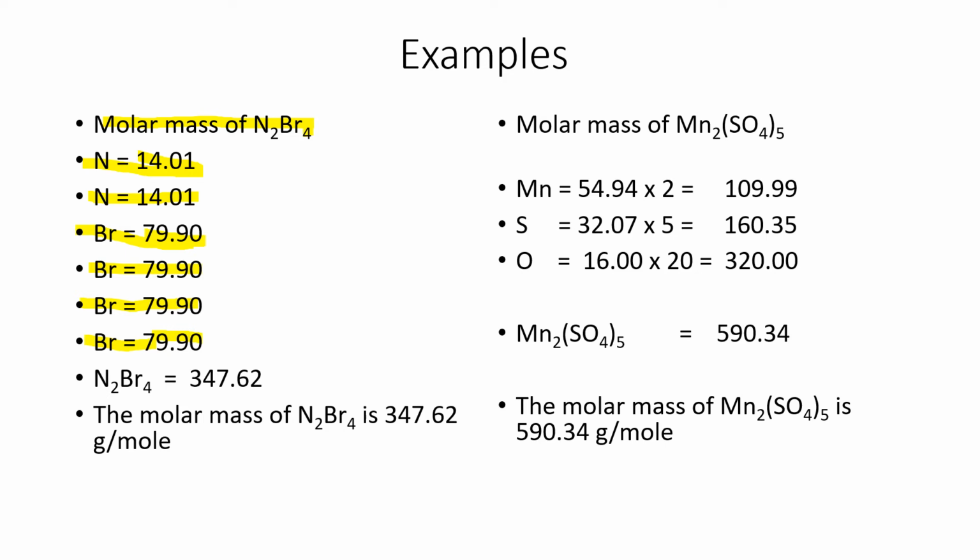If we sum together all of these, all the individual parts that we listed, we're going to get the total. So the sum total for N2Br4 is 347.62. Now, what does that 347.62 really mean? That 347.62 is really the molar mass of N2Br4. It's how many grams of N2Br4 it takes to give you 1 mole. So 347.62 grams of N2Br4 is equal to 1 mole of N2Br4.